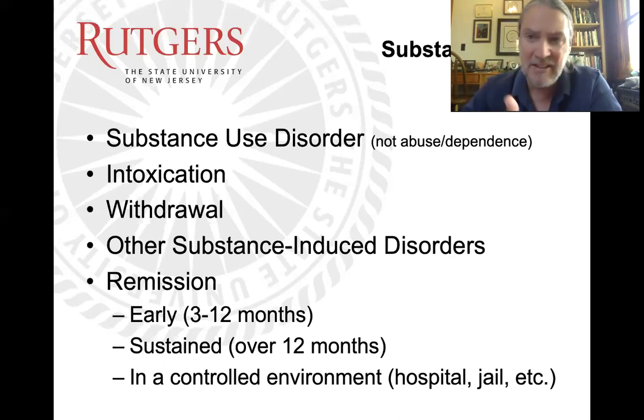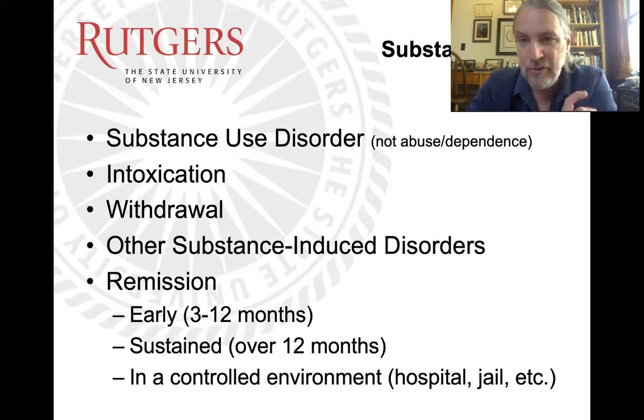People use cocaine a lot. They can become very depressed afterwards. So each drug kind of has its own. The other term we need to get familiar with is remission. And the way it's described here is that if someone is free from a substance for 3 to 12 months, that's referred to as early remission. If it's over 12 months, that's a sustained remission.